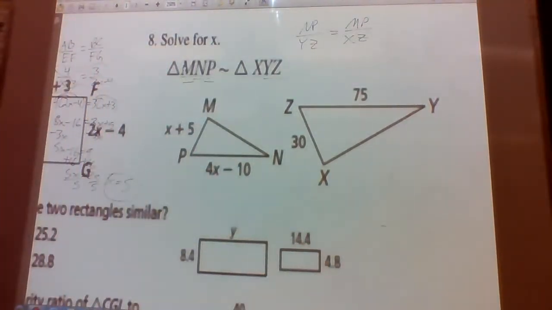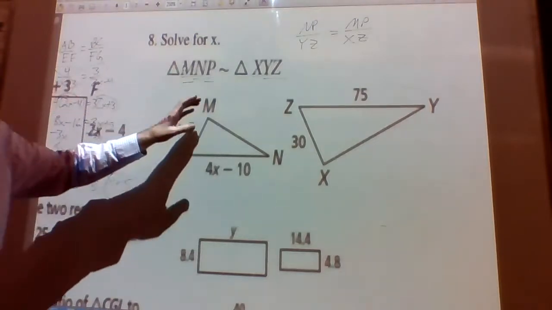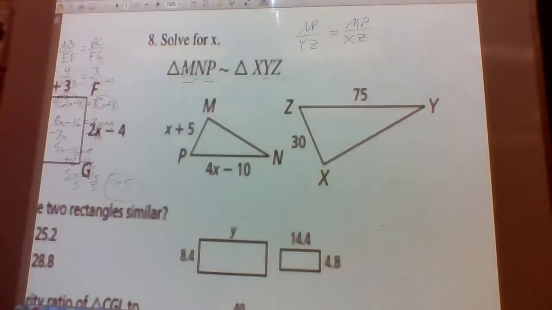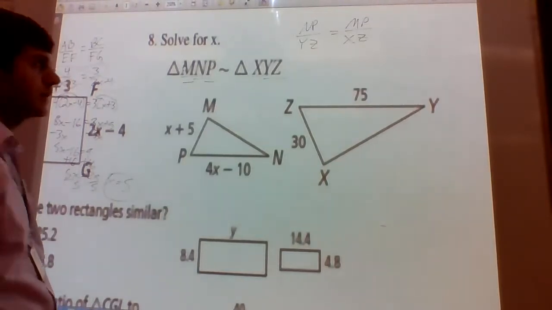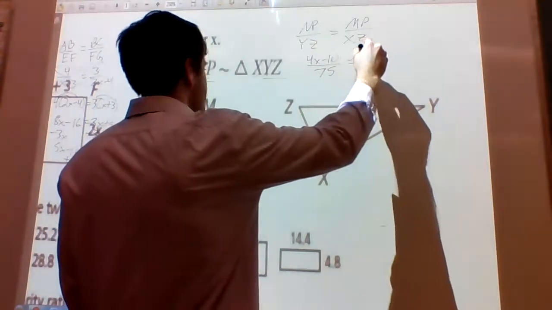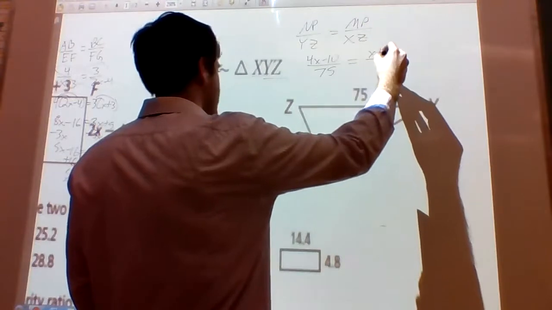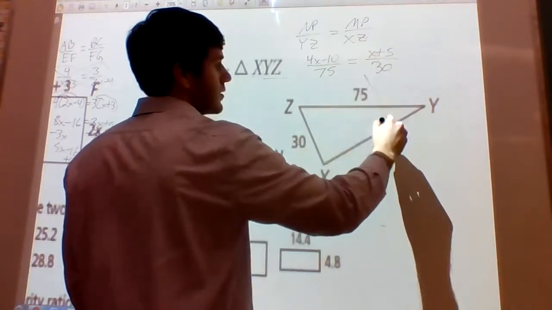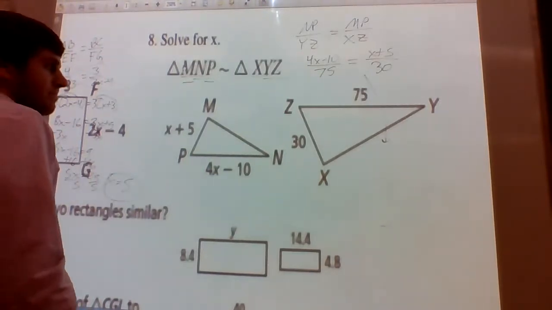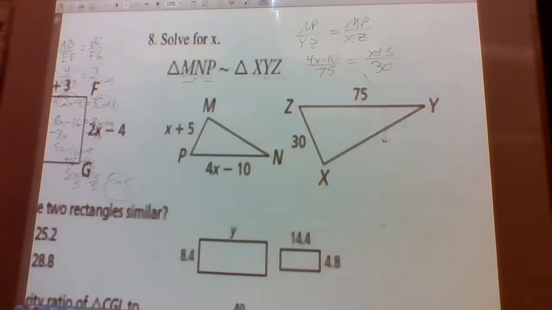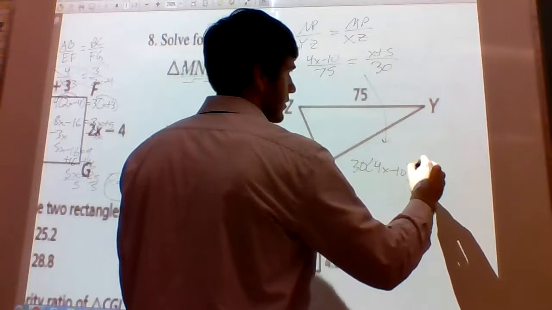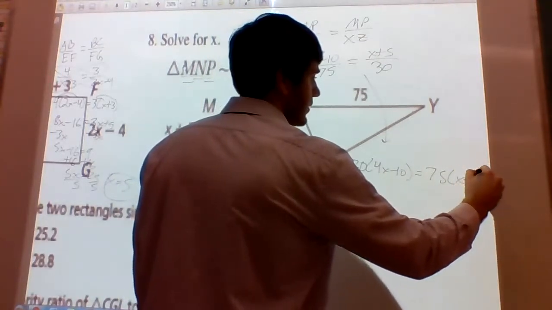Okay. So since the triangles are similar, we know the sides are proportional, so the ratios between the corresponding sides are equal. So this gives us 4x minus 10 over 75 is equal to x plus 5 over 30. Okay, continue this down here. Cross multiply. So we're going to get 30 times 4x minus 10 equals 75 times x plus 5.